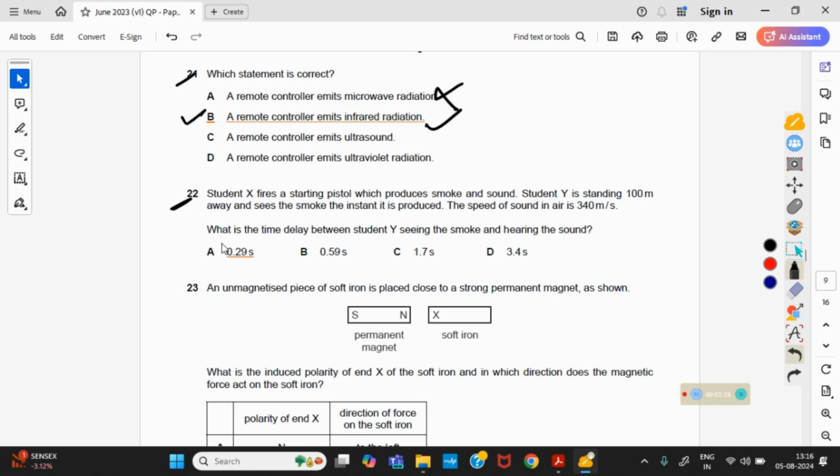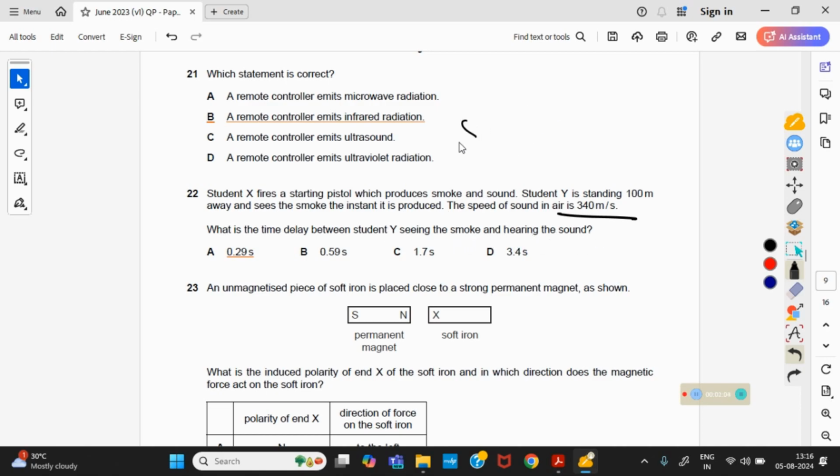Now question number 22. Student X fires a starting pistol which produces smoke and sound. Student Y is standing 100 meters away and sees the smoke the instant it is produced. The speed of sound in air is 340 meters per second. What is the time delay between student Y seeing the smoke and hearing the sound?